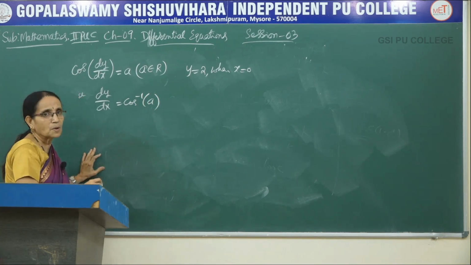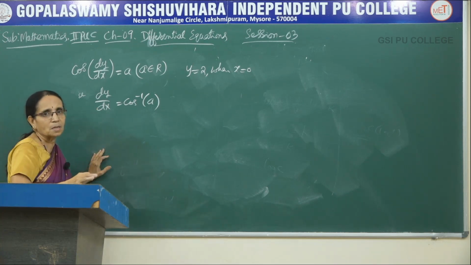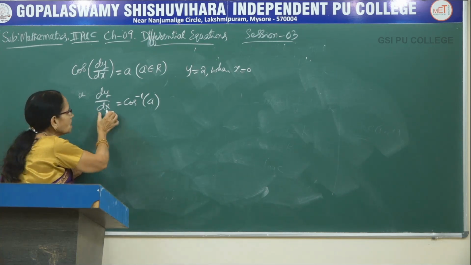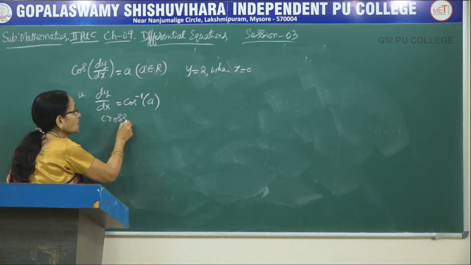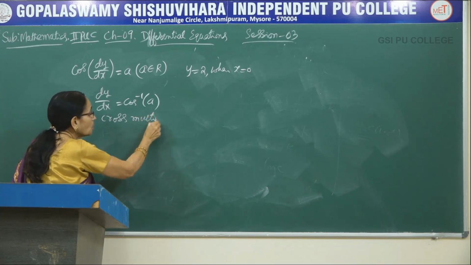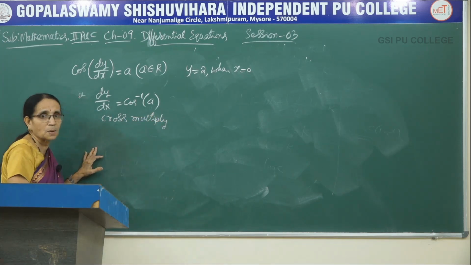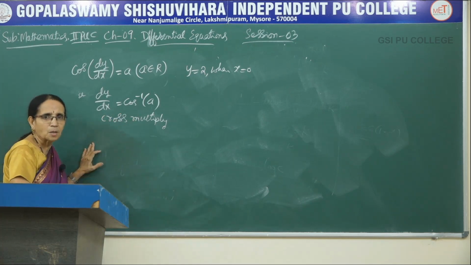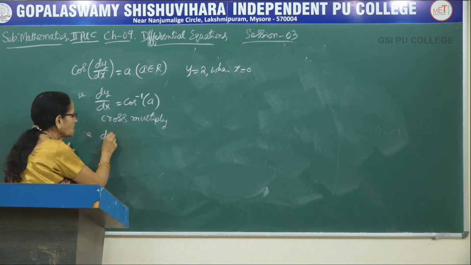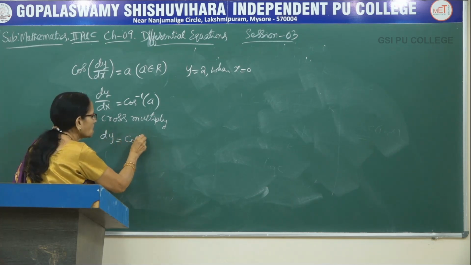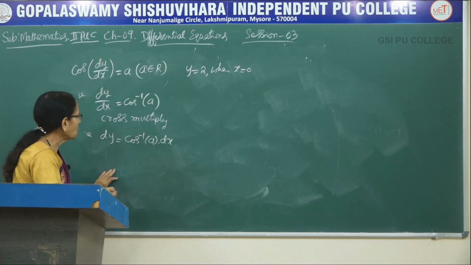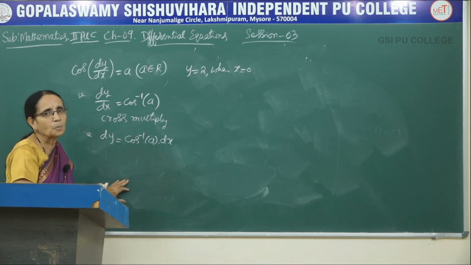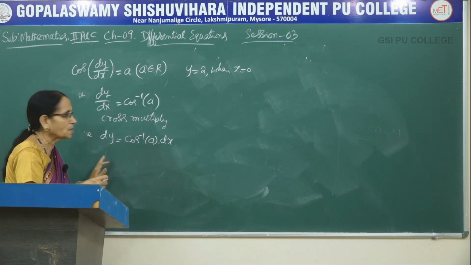Now you can separate the variables. We don't have any other term containing x or containing y. Only dx has to be taken to the right hand side. Here only dx is there. Let me take it to the right hand side. That is, dy would be equal to cos inverse of A into dx. Now clearly we see that dx and dy, that is x and y, are separated. We don't have any other term containing x here.